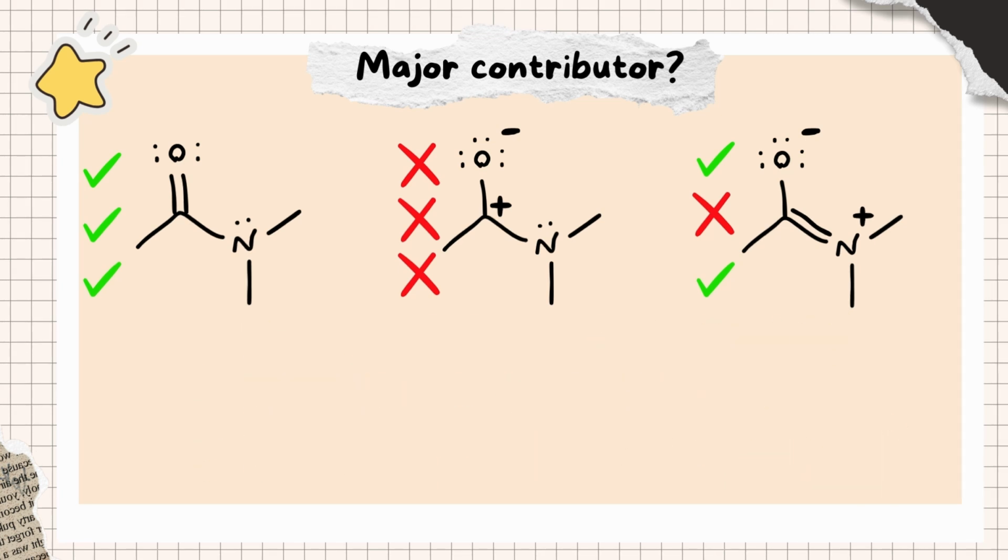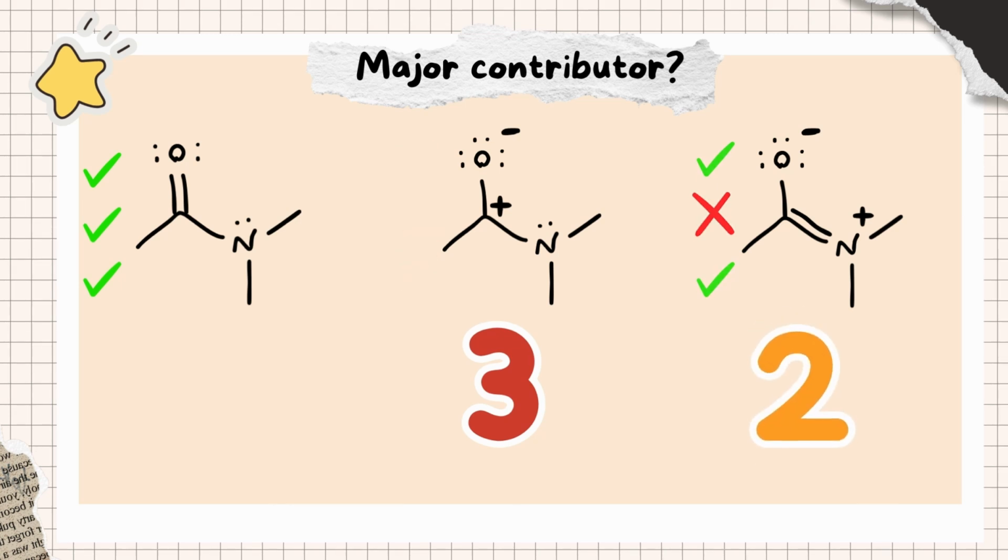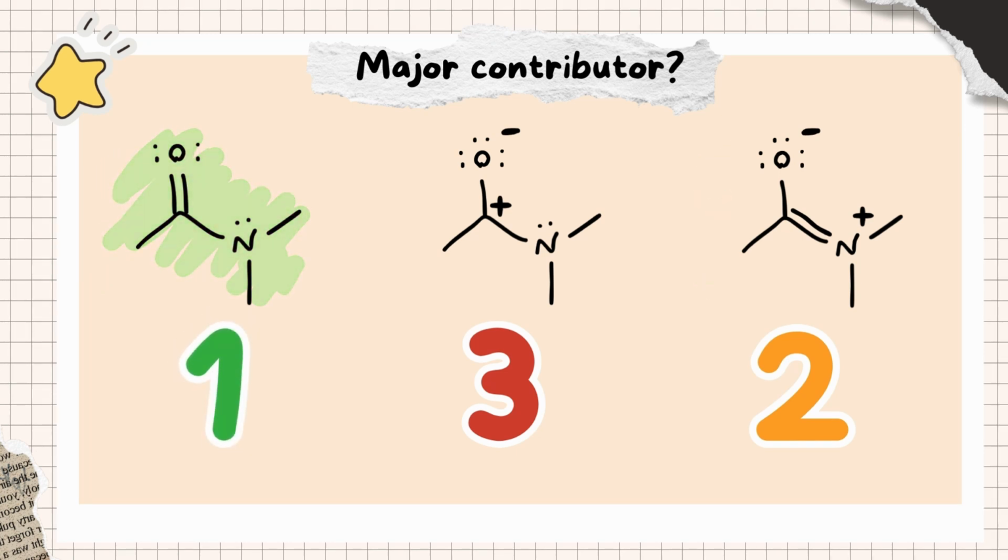So, with all those rules, I think there is a clear rank in terms of who is most stable. The worst one is the middle one. It did not satisfy any of the stability trends. The next one would be the one on the right. It was pretty good, but it did ultimately have those charges scattered about. And finally, the best one is the first one. All filled octets, no charges, and no charge on carbon.